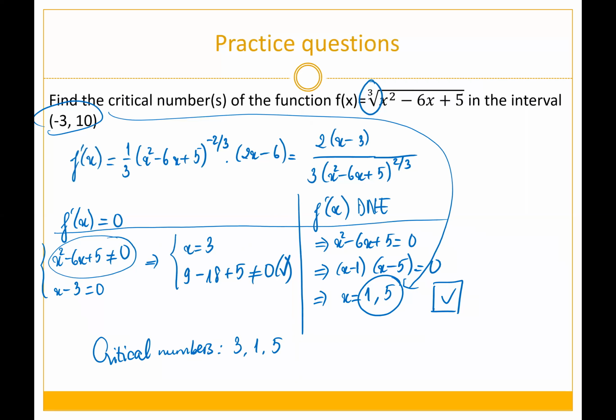So here, if you want to take care of the domain, it is R, or from negative infinity to positive infinity, because the cubic root is a cubic root, so it's always defined regardless of what values are inside the root.